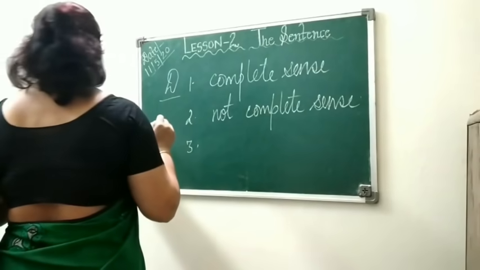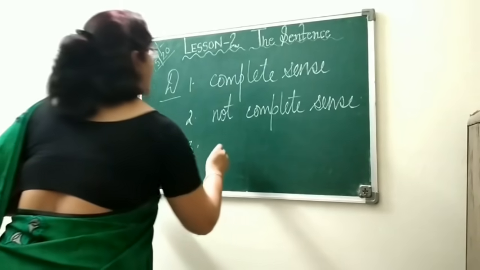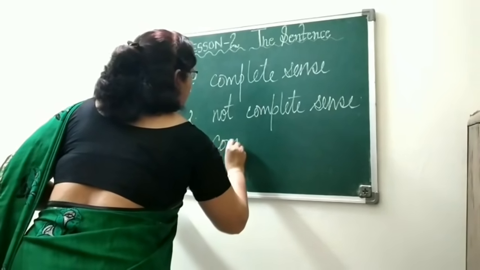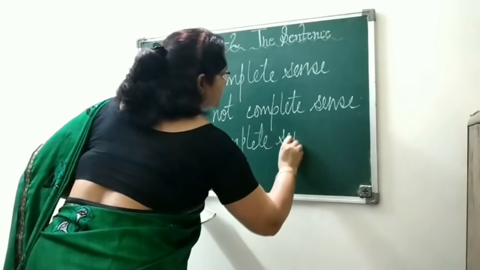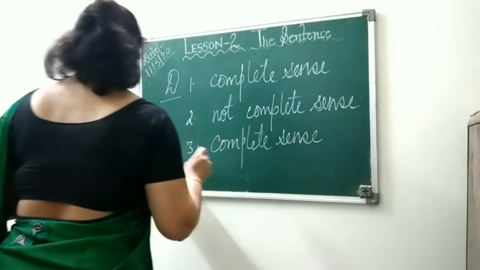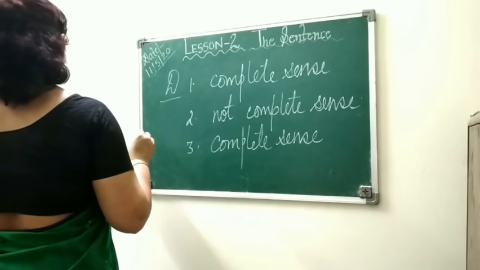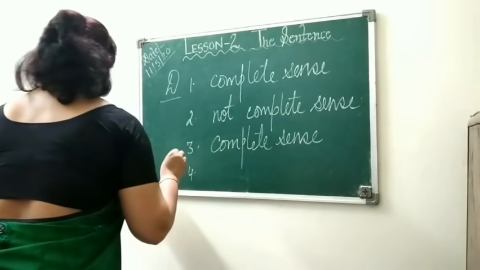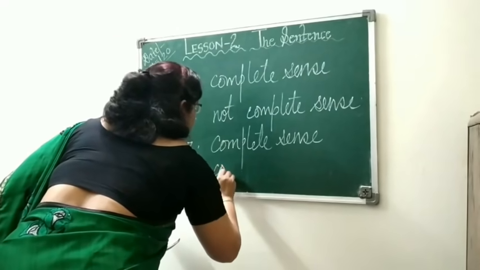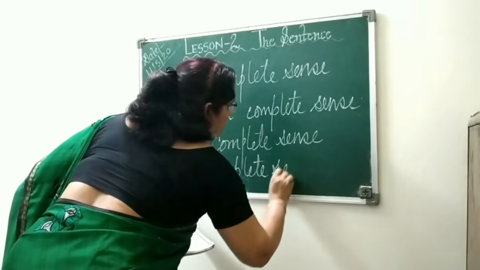Now the third one is "Come here." It's giving a sense, so it's a complete sense. Now the fourth one: "Never tell a lie." "Never tell a lie" is also giving a sense, so it's a complete sense.